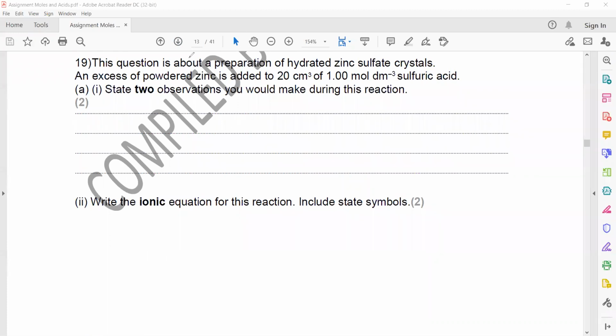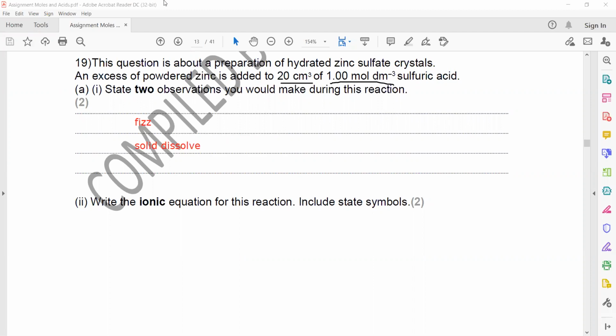In question 19, this question is about the preparation of hydrated zinc sulfate. An excess of zinc is added to 20 cm cube of 1 mole per dm cube sulfuric acid. State 2 observations. So when acid is added to metal, what will we observe? We'll observe, because hydrogen gas is there, fizz, bubbles or effervescence, and we'll observe the solid dissolve.